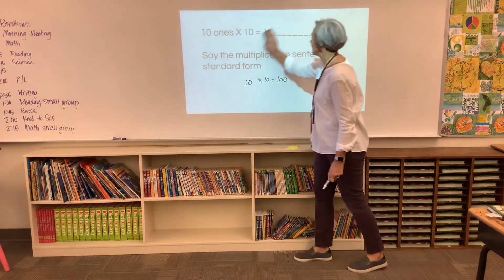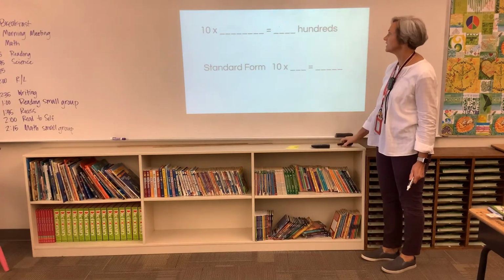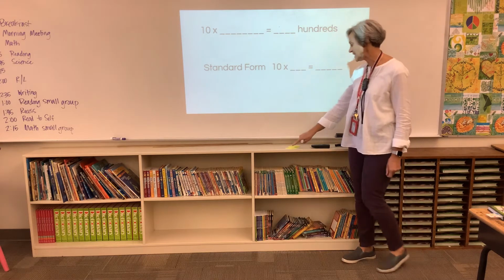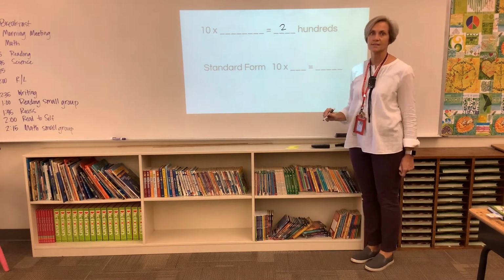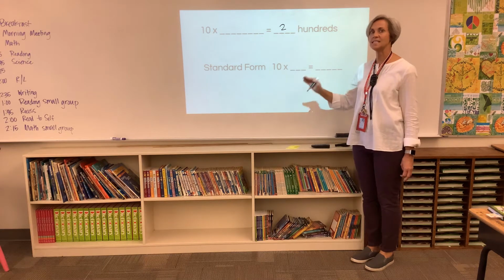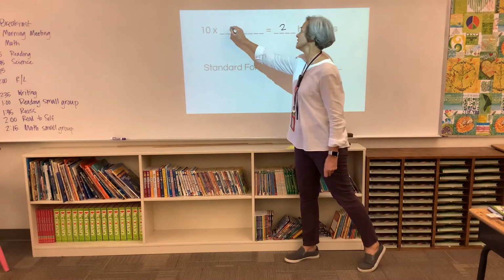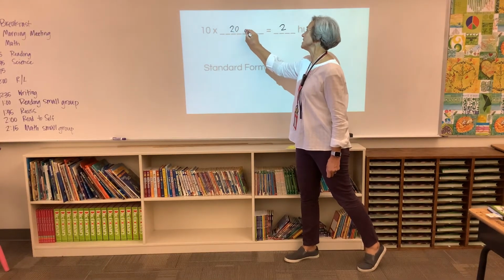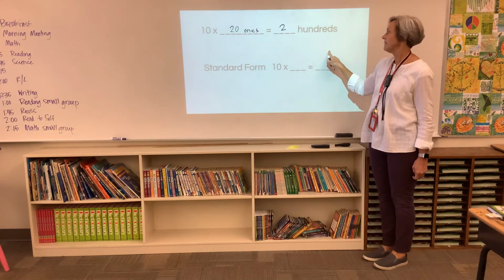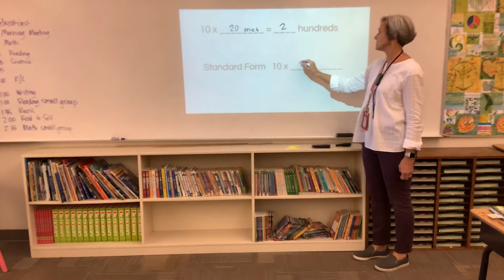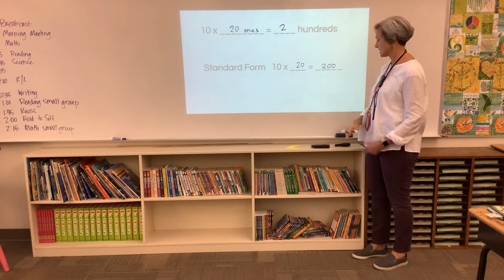All right, as we practice that, I'm going to have you come on. We're going to say 10 times what equals 200. Think about that. If 10 times 10 ones equals 100, 10 times 20 ones equals 200. Standard form, 10 times 20 equals 200.